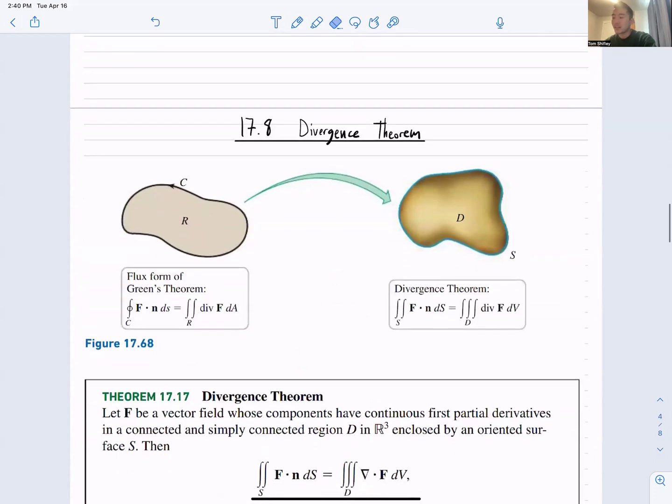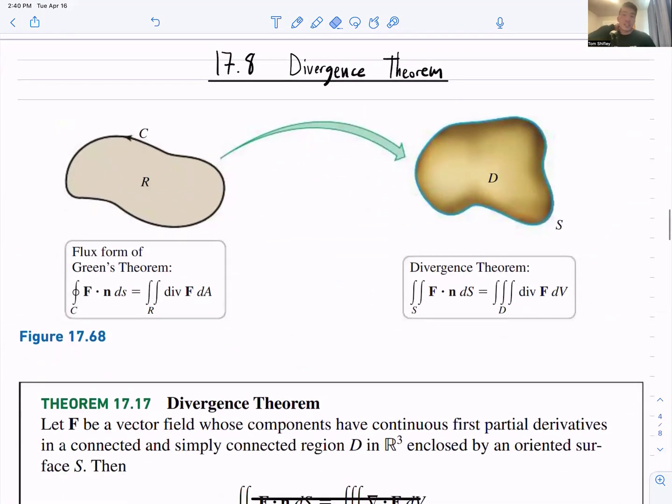All right, let's end our time by talking about divergence theorem, which is the higher dimensional version of the flux form of Green's theorem. So a reminder of what Green's theorem is for flux integrals. If you have a closed loop C and some region R that it encloses, then if you want to figure out what the flux going through that closed curve is, you can instead integrate the double integral over this region of the divergence of your vector field.